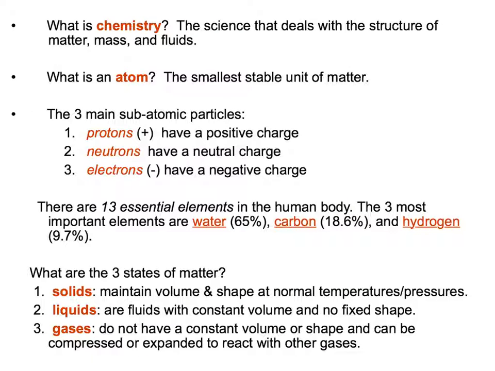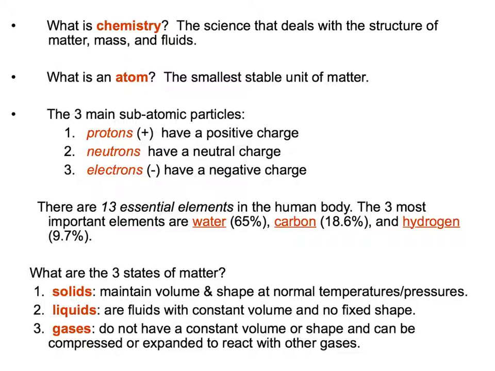What is chemistry? Chemistry is the science that deals with the structure of matter, mass, and fluids. What is an atom? An atom is the smallest stable unit of matter. There are three main subatomic particles. Protons have a positive charge and are represented by a plus sign. They're found in the nucleus of the atom and they make up the atomic number. It also is how the atom is given its elemental properties.